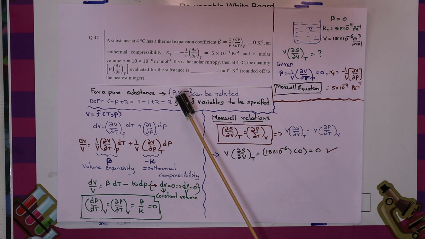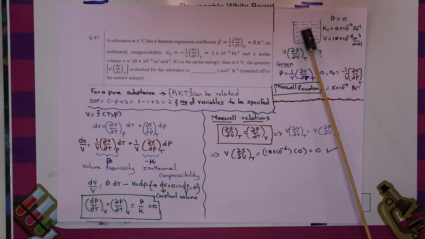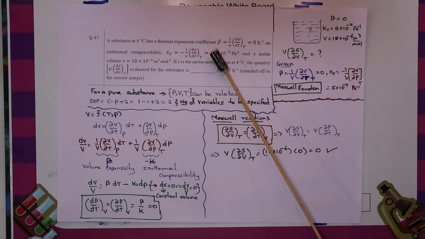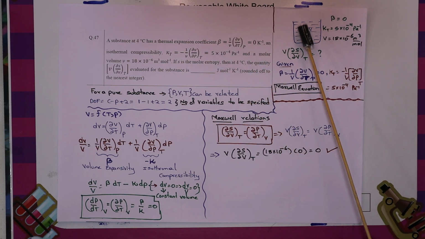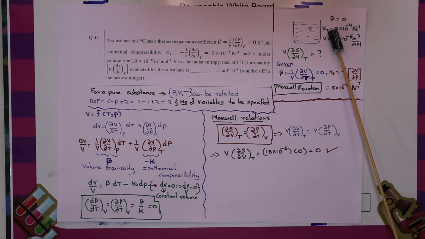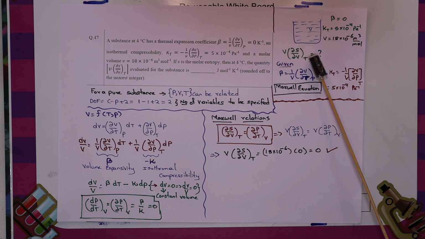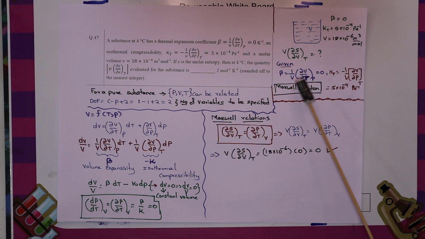By looking at these expressions, you should get an idea that you have to use Maxwell's equations. There is a certain substance at 4 degrees centigrade for which beta is 0, that means the thermal expansion coefficient is 0. Mostly liquids have beta equal to 0. Given the isothermal compressibility KT and the molar volume, you are supposed to find V into (dou S by dou V) at constant T. Let us use the Maxwell relations.